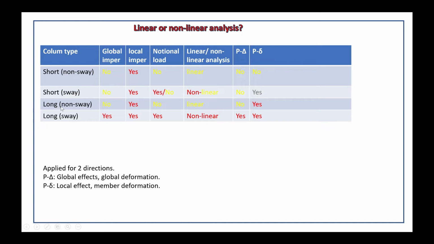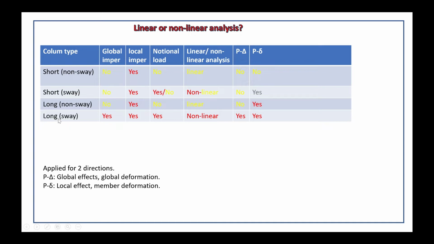For the long column non-square, for the global imperfection, not include. For the local imperfection, yes, you have to include. For notional load, no need to apply. And for linear analysis or non-linear analysis, you can analyze it in linear. And big P-delta, no need to include. And small P-delta, yes, must be included. For the long column, you must consider the slenderness, small P-delta, the slenderness effect.